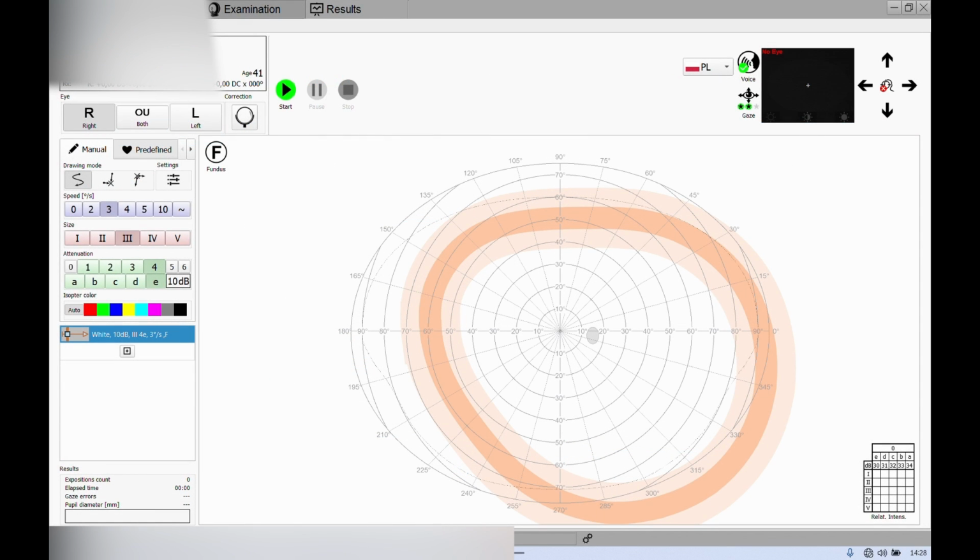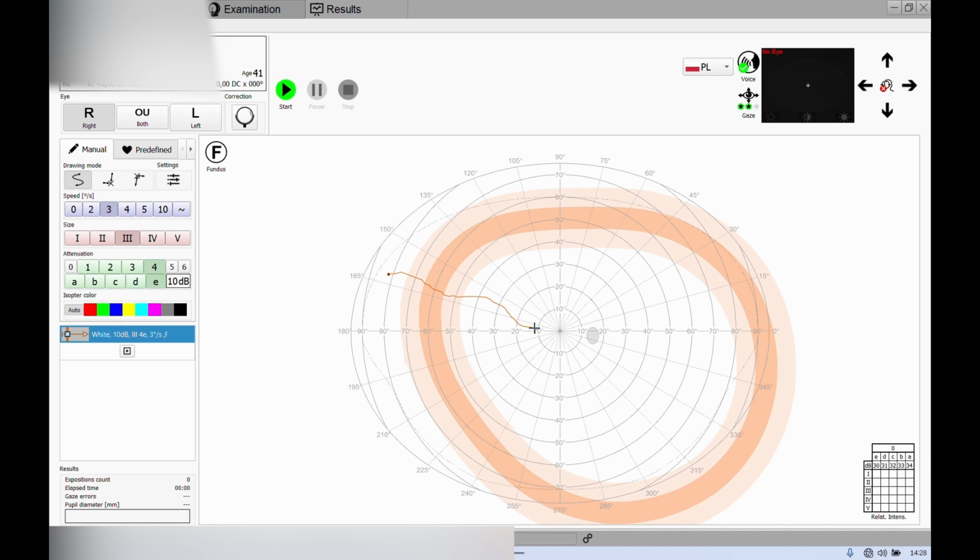This machine allows you also to do the kinetic testing, and there are basically two ways to do it. So one is the automatic, the other one is the old school Goldmann manual. When we do automatic, we have two modes. One mode is the manual, the other one is predefined. In manual mode, you draw the vectors and then the machine will do it automatically.